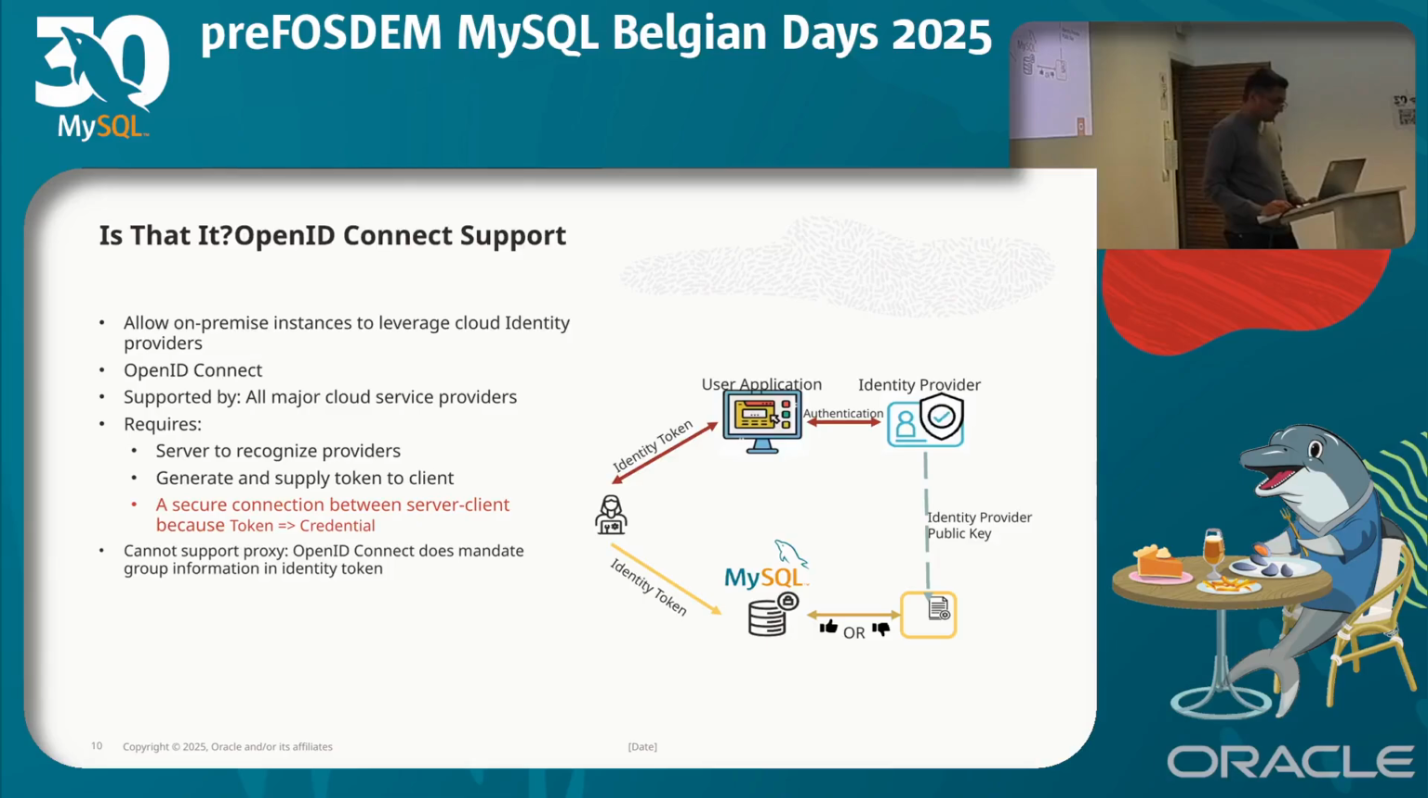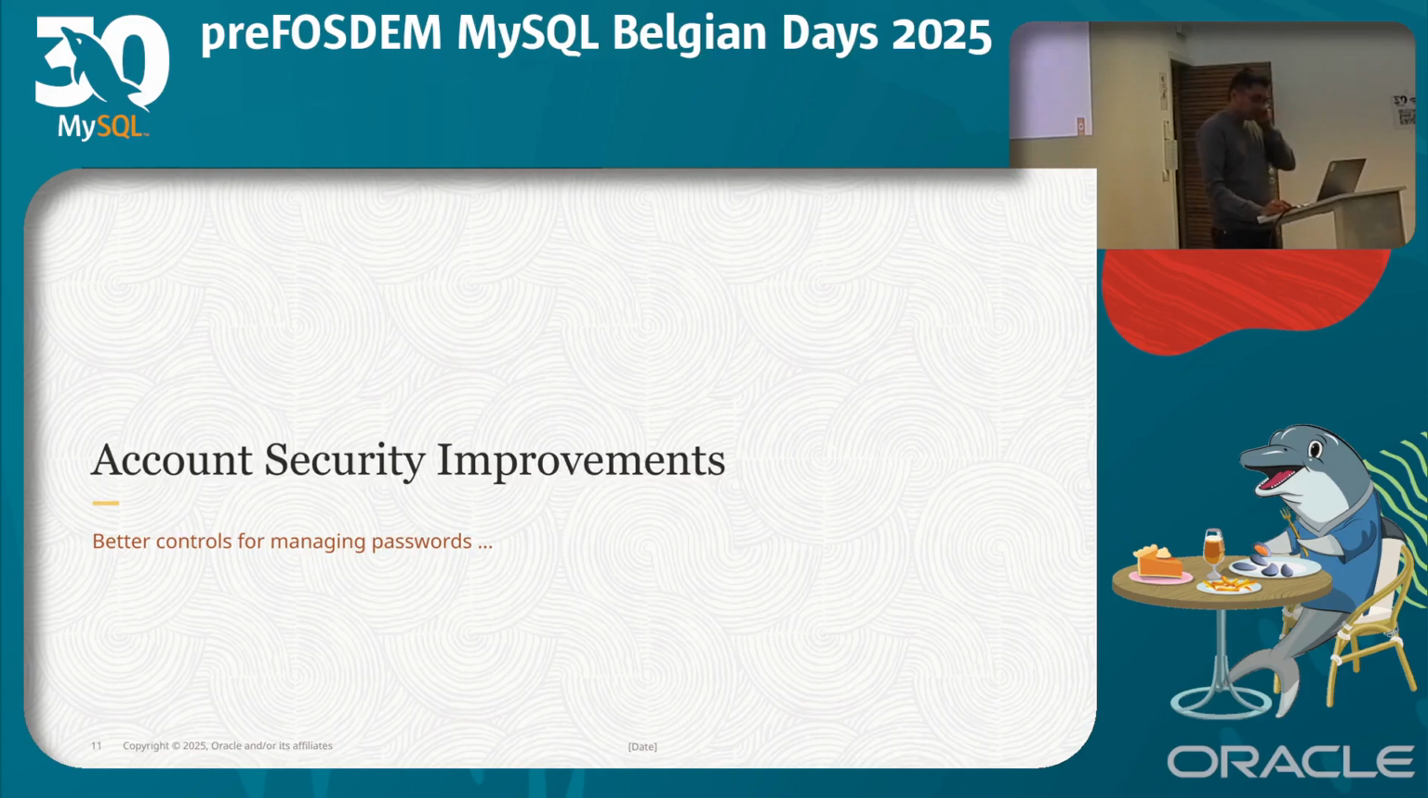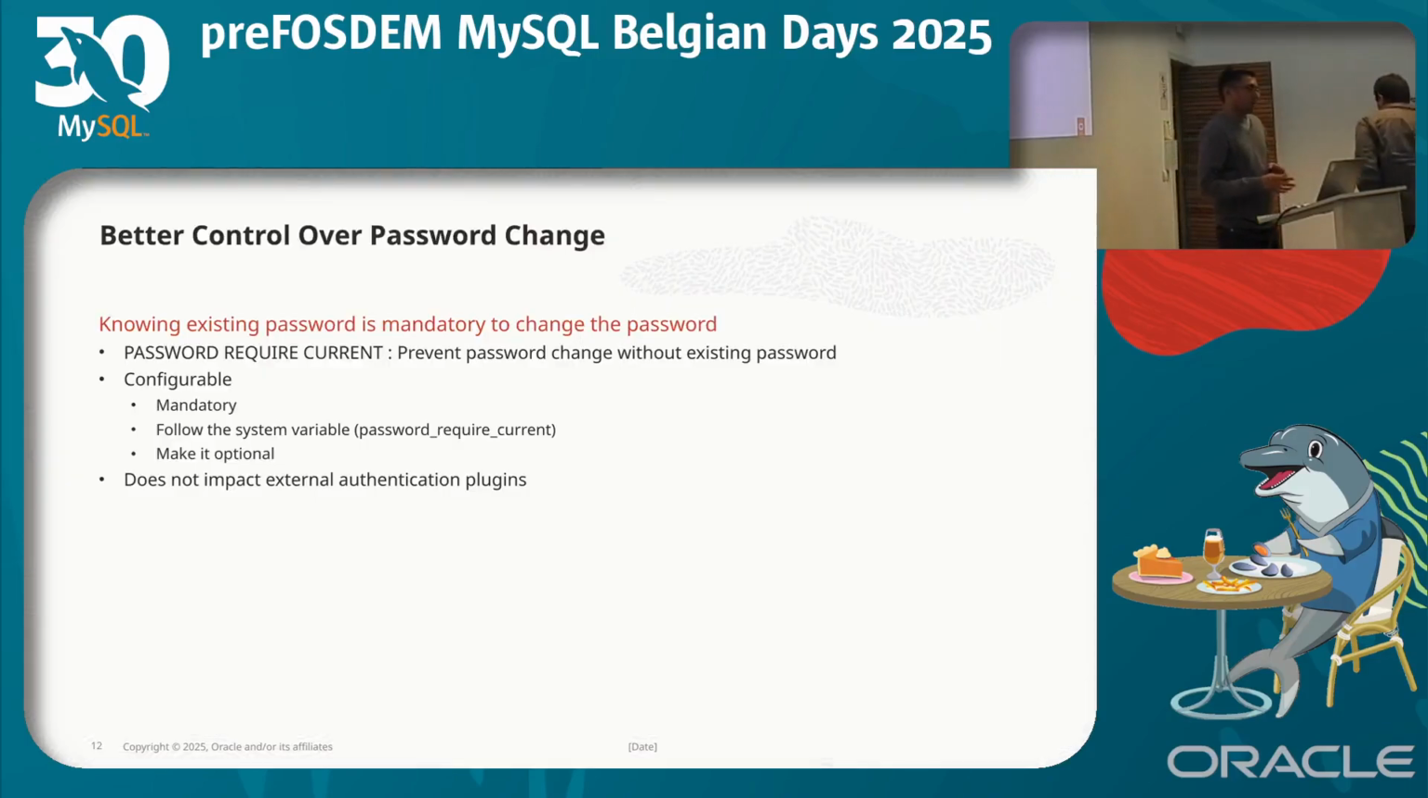Right, so that's about authentication enhancements. We will now move on to the next section, which is account security improvements. One of the first things that we did in the past few years is to add one more step, or one more restriction, when you're changing your password. It should be possible to specify the existing password, or it should be mandatory to specify the existing password, if you want to change your current password to a new one.